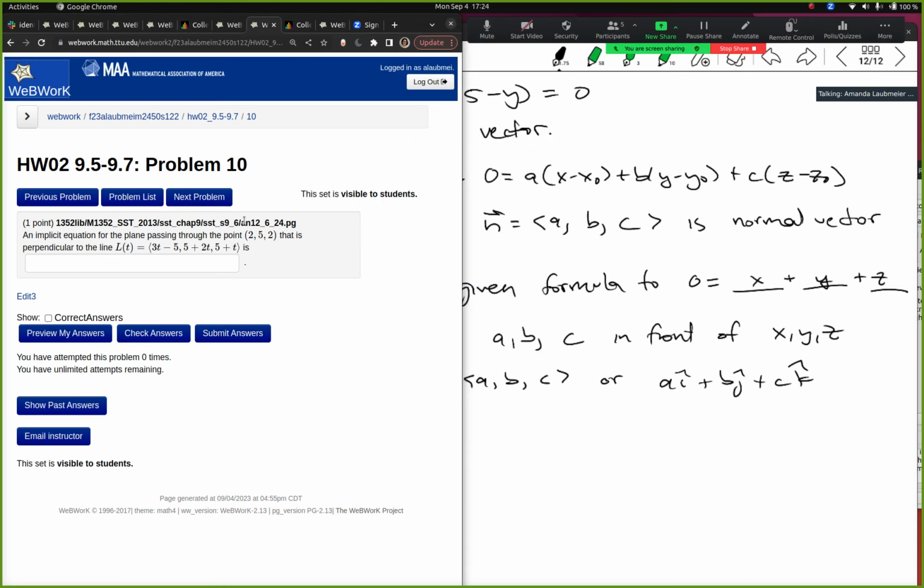There's 10. So 10 is asking us, it says an implicit equation for the plane passing through the point 2, 5, 2 that is perpendicular to the line is blank. So I'll admit this is said in kind of a clunky way. It's asking for an implicit equation for a plane, and they tell you that it passes through this point and it's perpendicular to this line.